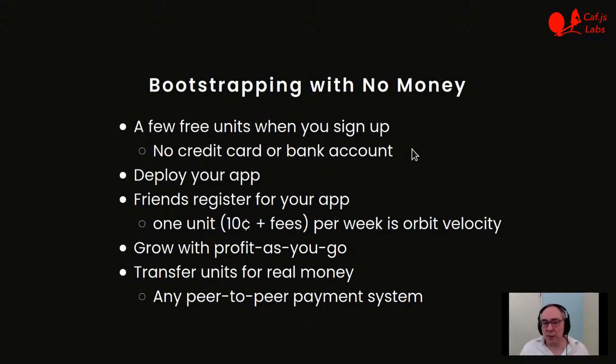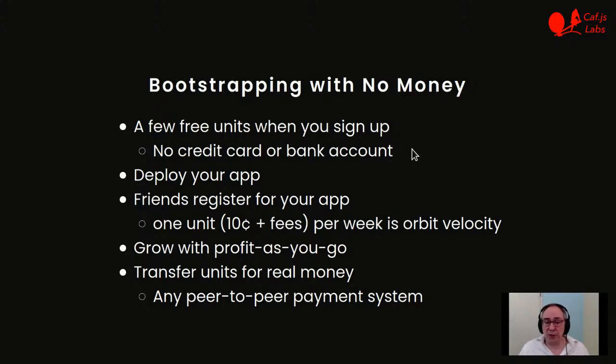And if you have a bunch of friends that sign up for your app, then you could achieve what we call orbit velocity. With orbit velocity, the cost to maintain your app, that is 1 unit per week, something like 10 cents per week, could be paid by the revenue you are getting from the initial subscriptions of your friends. That balances things out and makes the app go forever at that point. And then, of course, the app can grow with the model I just showed you, with profit as you go. So you don't need to have any infrastructure bills.